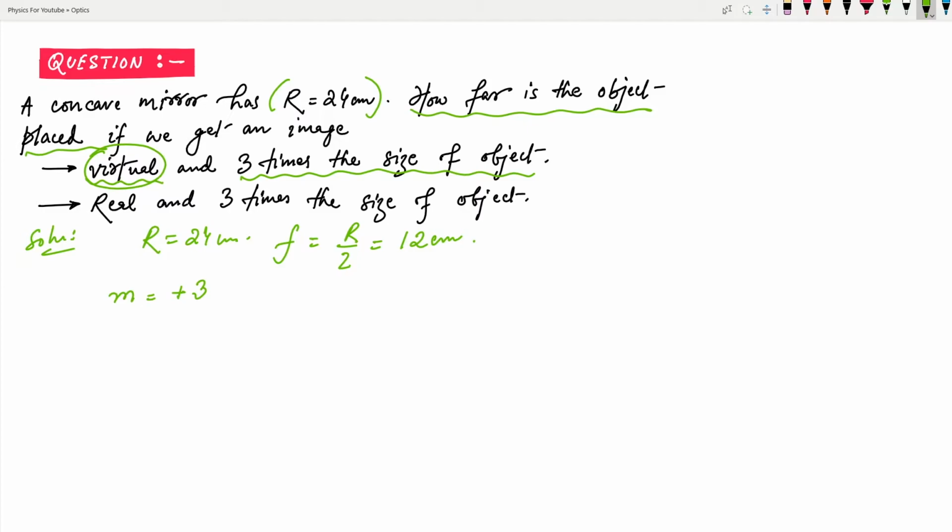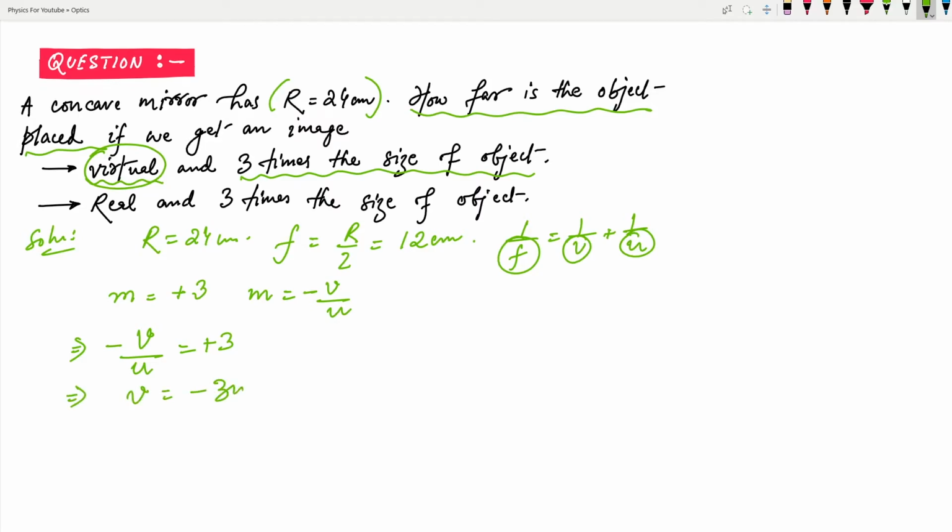Now in order to apply the mirror formula, that is 1 by f is equal to 1 by v plus 1 by u, you need to find the value of u as well as v. You know this value. So how to find out? We know that m has a relation, m is equal to minus v by u. So let's use that. So we can say minus v by u is equal to plus 3, or we can say v is equal to minus 3u.